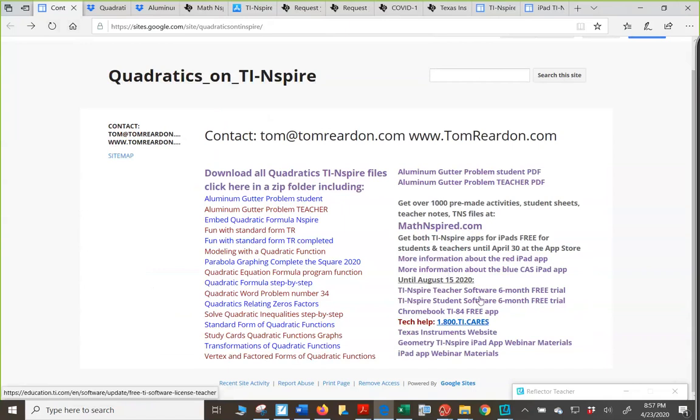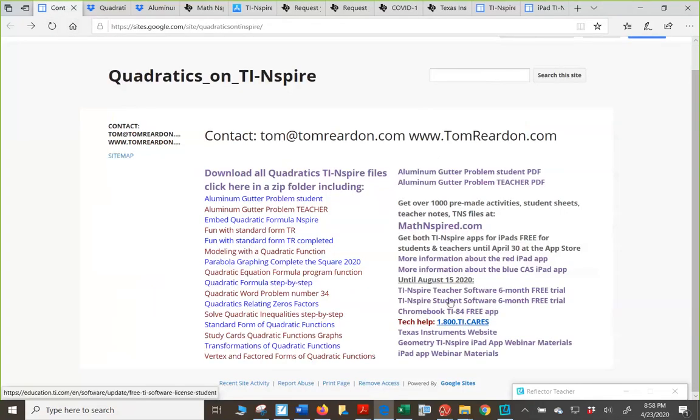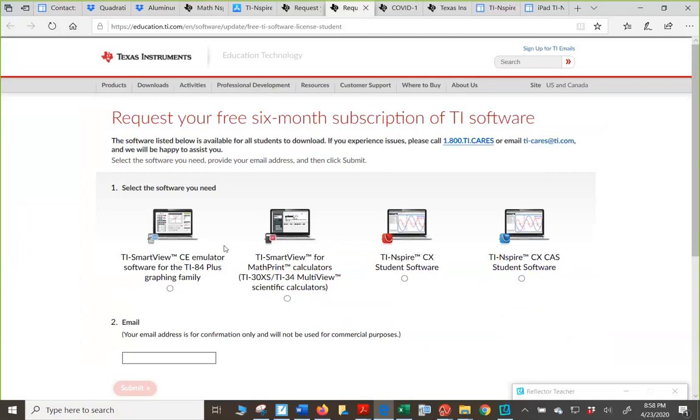The software, here's the teacher software, is free. If you go there, you can get either the 84 emulator software, you can get the SmartView from TI-30 and 34, and here's the premium software, and you get both the blue and the red, both the numeric and the CAS, both free in one. Great, great deal. Okay, you do all kinds of stuff with that. The student software, please encourage your students to get student software. They can also get the 84 emulator and this for these calculators. And for the red and the blue. These are separate for the students because they don't have the same power the teacher has, okay?